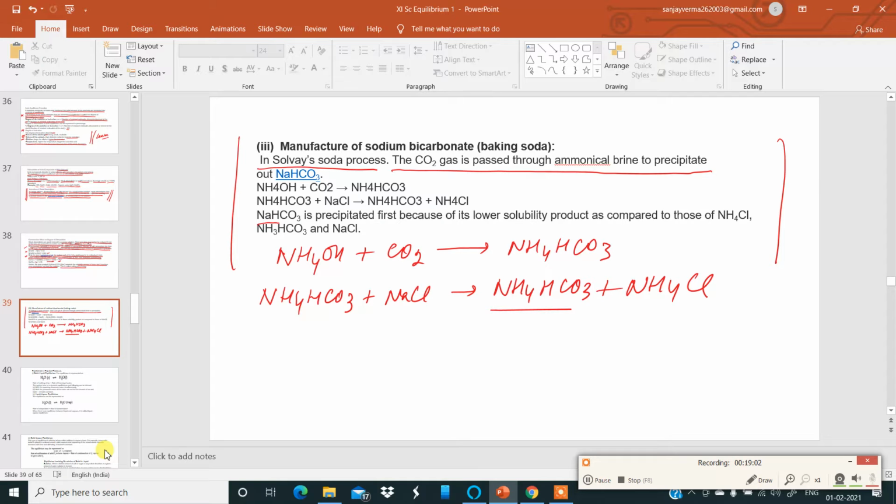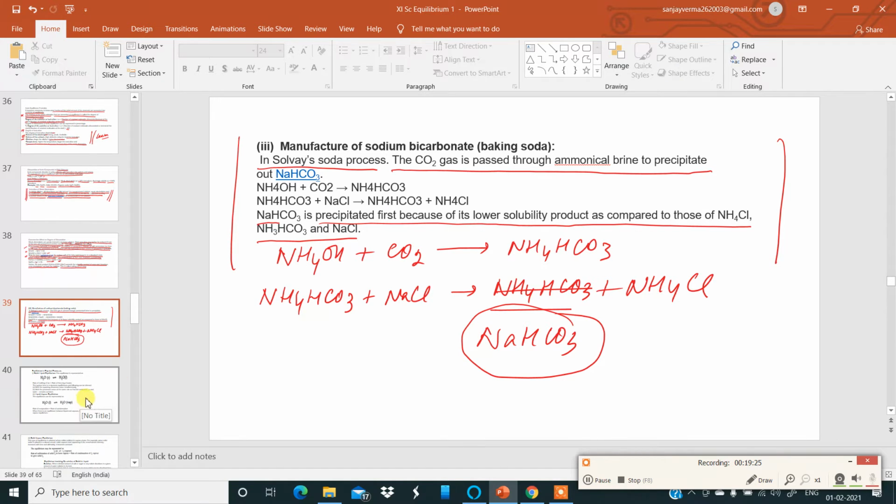Now, sodium bicarbonate, this one is NaHCO3. Okay, it is precipitated first because of its lower solubility product as compared to those of ammonium chloride, ammonium bicarbonate and sodium chloride. So this is how you prepare baking soda, okay, by the Solvay soda process.